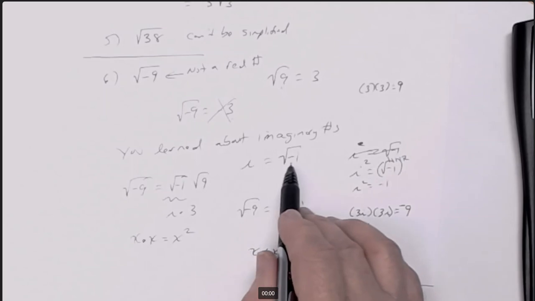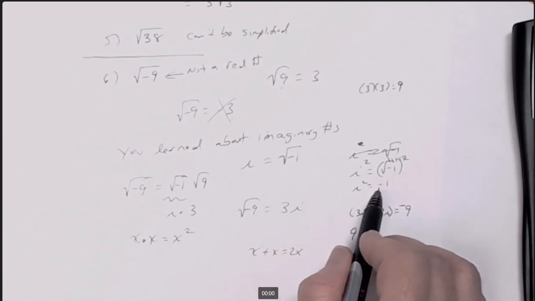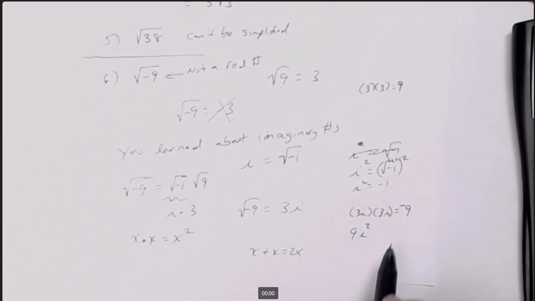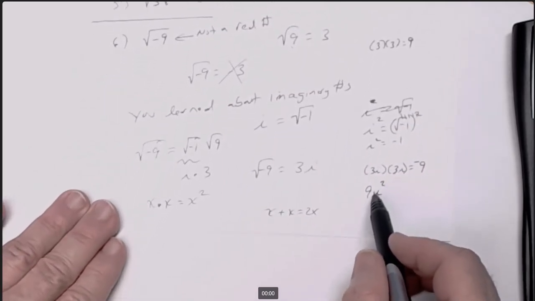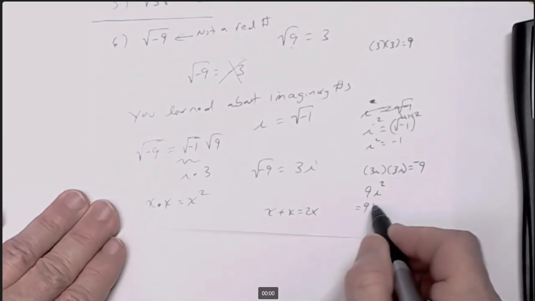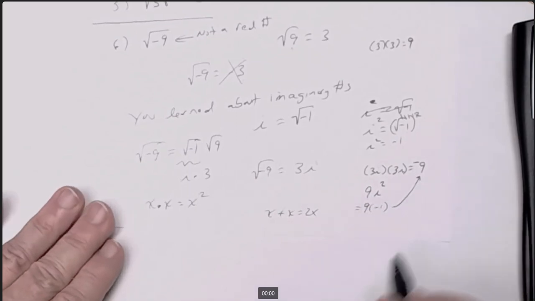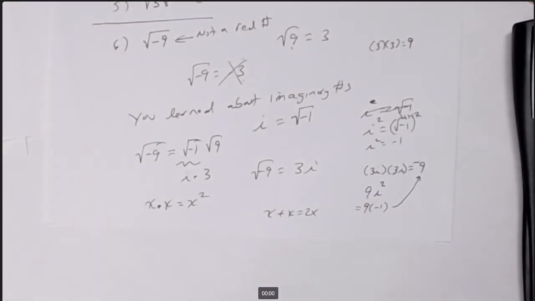So when I come here, what's i squared equal to? -1. So this becomes 9 times -1. And what's 9 times -1? -9. Okay, all right, now let's look at this. -9.